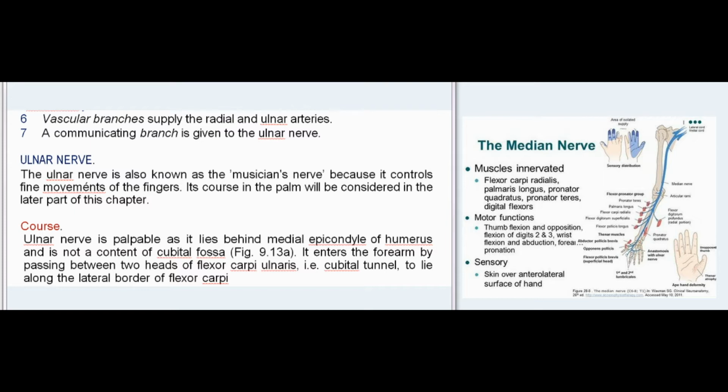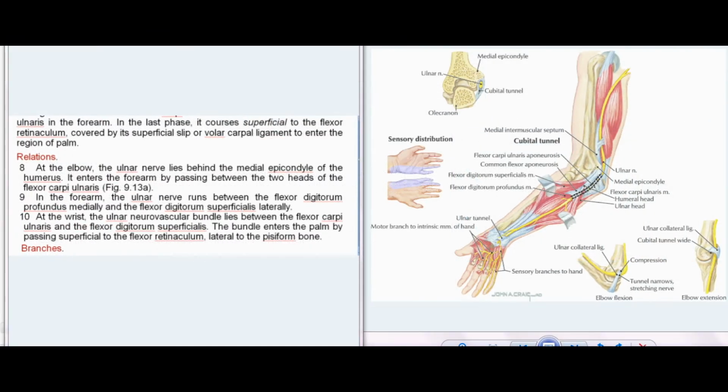Ulnar nerve. The ulnar nerve is also known as the musician's nerve because it controls fine movements of the fingers. Its course in the palm will be considered in the later part of this chapter. Course. Ulnar nerve is palpable as it lies behind the medial epicondyle of the humerus and is not a content of the cubital fossa, Fig 9.13a. It enters the forearm by passing between two heads of flexor carpi ulnaris, i.e. cubital tunnel, to lie along the medial border of flexor carpi ulnaris in the forearm. In the last phase, it courses superficial to the flexor retinaculum, covered by its superficial slip or volar carpal ligament, to enter the region of the palm.